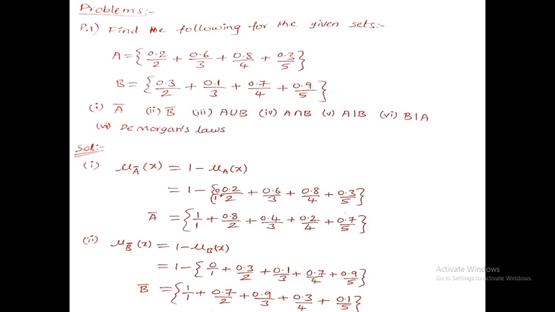Set A is given, set B is given, and in the problem they are asking us to find A complement, B complement, A union B. So these are operations on fuzzy sets, right? A union B, A intersection B, A minus B, B minus A, and De Morgan's laws also. De Morgan's laws are nothing but (A union B) whole bar is equal to A bar intersection B bar, and (A intersection B) whole bar is equal to A bar union B bar. All these things we need to find out by using the given set A and set B.